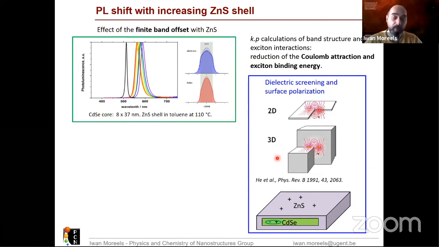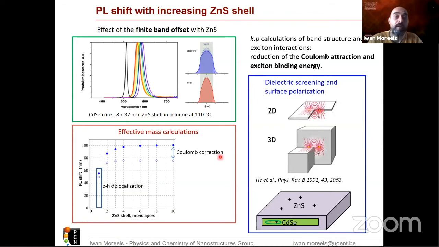So the reduction of the binding energy comes from the fact that in the center you have cadmium selenide, but part of the electron hole Coulomb interactions, part of the field lines, now go through the zinc sulfide, which is a high dielectric constant semiconductor. And it's in fact this reduction of the exciton binding energy which causes the most part of the redshift of the band gap after you grow a shell. And with k·p calculations, we can even quantify this.